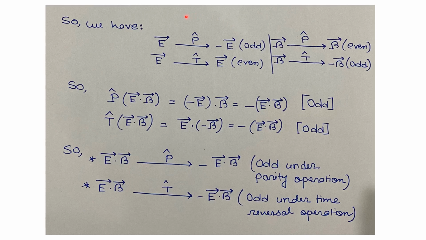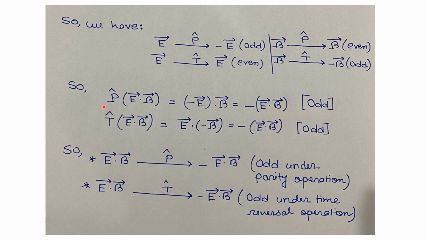So in summary, under the parity operation, E, that is the electric field vector, flips its sign, so it will become minus E vector, but under the time reversal operation, it doesn't change its sign. In the case of the magnetic field vector, it doesn't change its sign under the parity operation, but under the time reversal operation, it changes its sign. Now coming to the main part, that is the dot product of the electric field vector E and the magnetic field vector B.